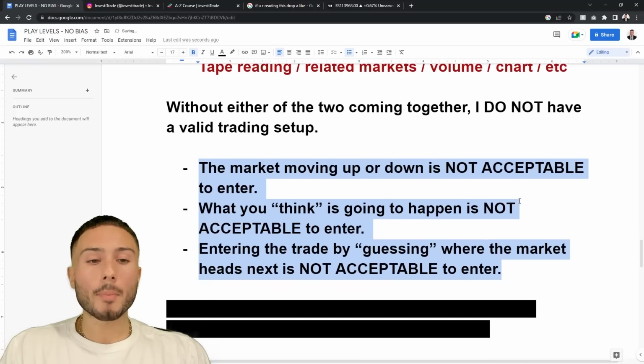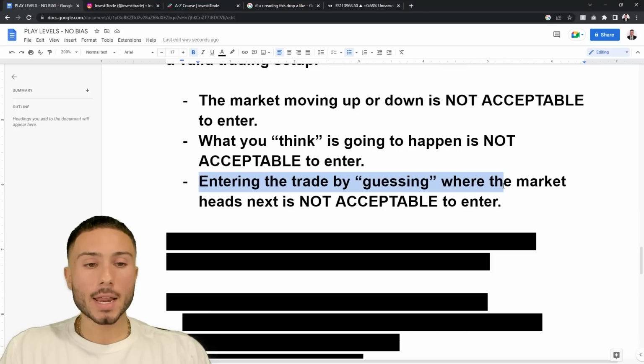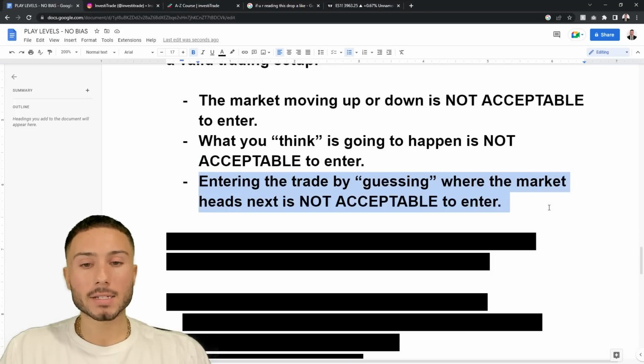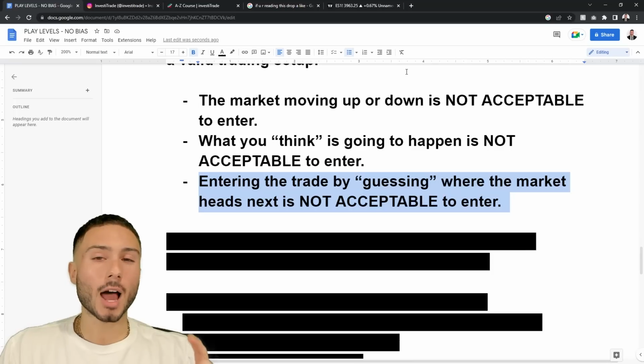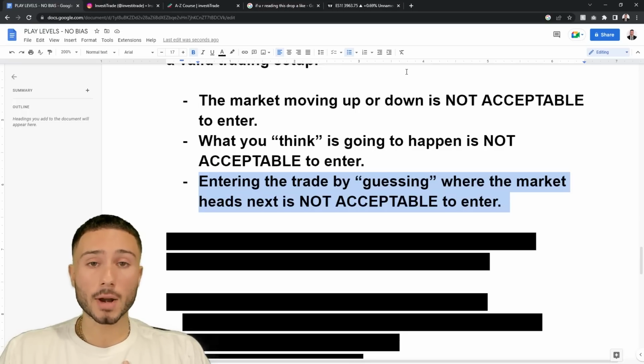The market moving up and down is not acceptable to enter. What you think is going to happen is not acceptable to enter. And entering a trade, guessing where the market's going to head next, is also not acceptable. I'm sure a lot of people are guilty of this. Totally cool if you are. But how many in the comments? Just let me know. Be completely transparent, be completely honest. I was myself when I first started trading.